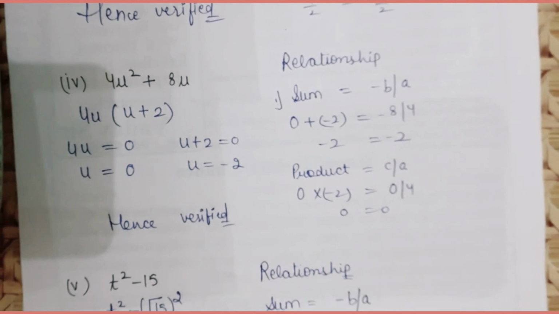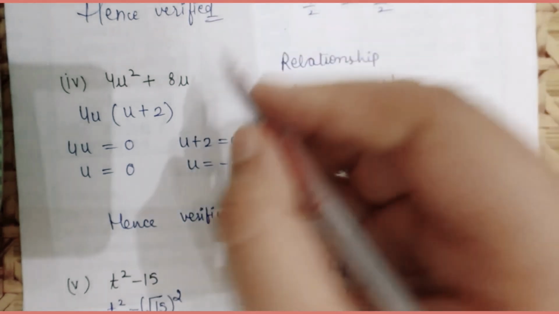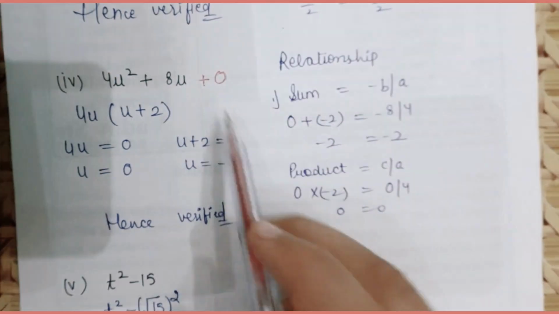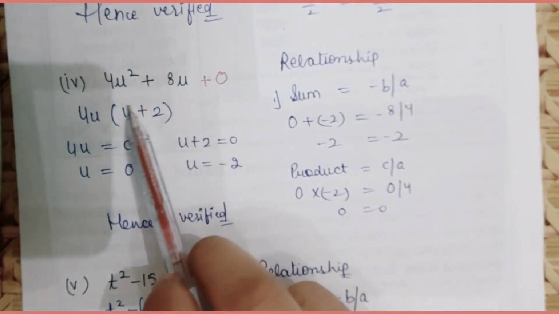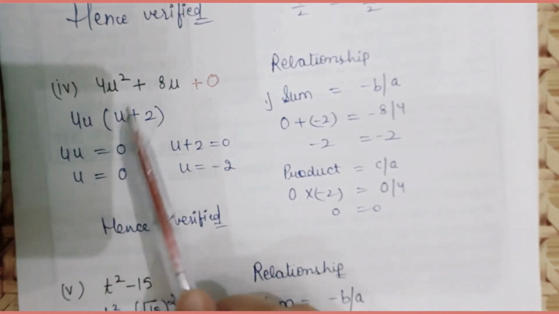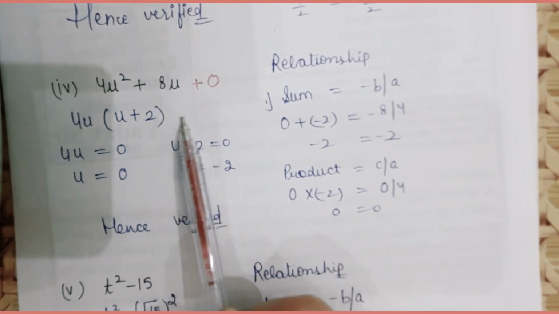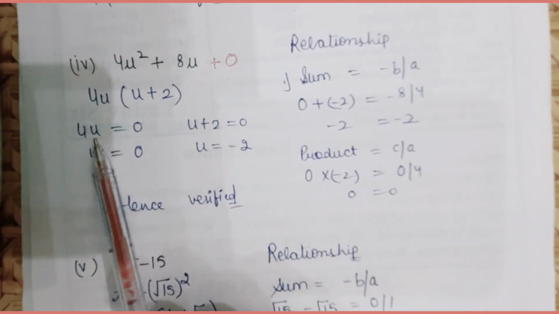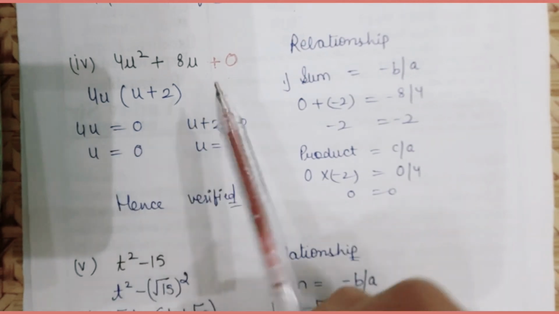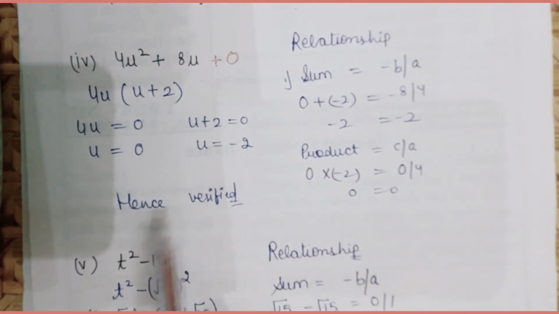Now the fourth part. The fourth part is a very easy part. 4u square plus 8u. Here there is no constant, it means c is 0. From this it is very simple. You will take common: 4u will come common, and u and 2 will be left. And you will put these two factors equal to 0. 4u equals 0 and u plus 2 equals 0. From there u equals 0 and u equals minus 2.